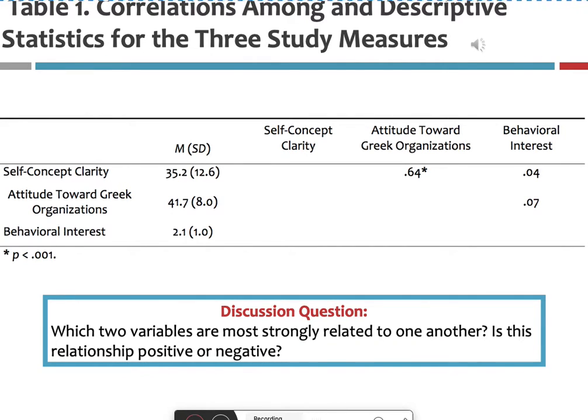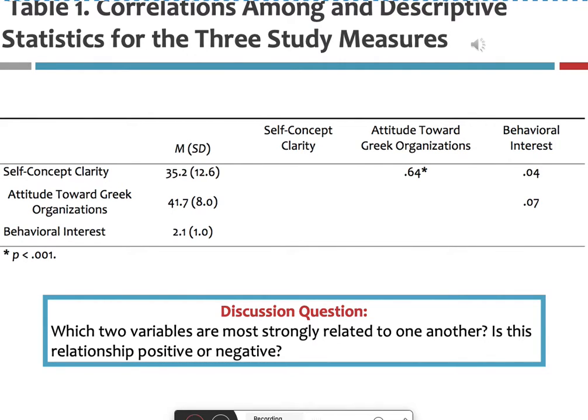And then in the following line, you would look at attitude toward Greek organizations. You go across, you wouldn't see a correlation there between attitude toward Greek organizations and attitude toward Greek organizations again. And we already saw what that correlation was in the first line between attitude toward Greek organization and self-concept. So we skip that first one. We also skip the second because that variable wouldn't be correlating to itself. And then in the third column, we see a 0.07. So that's showing you the correlation between behavioral interest and attitude toward Greek organization, 0.07.